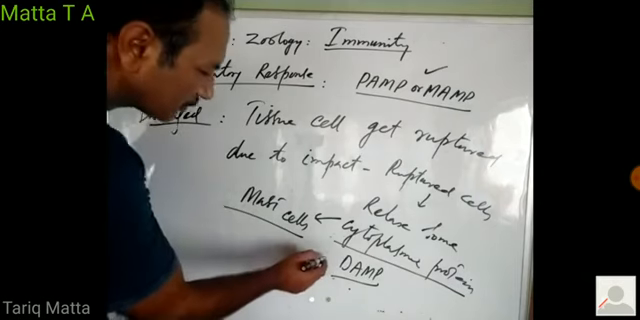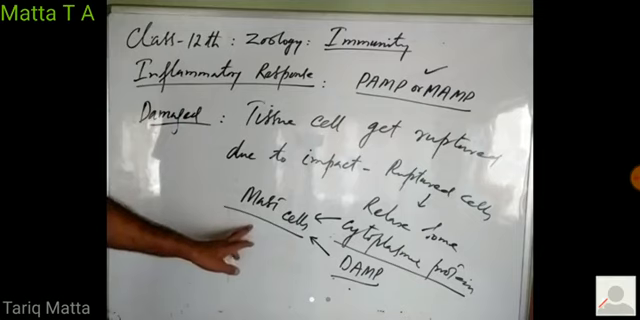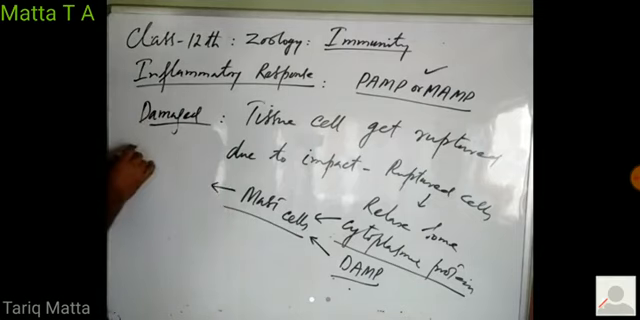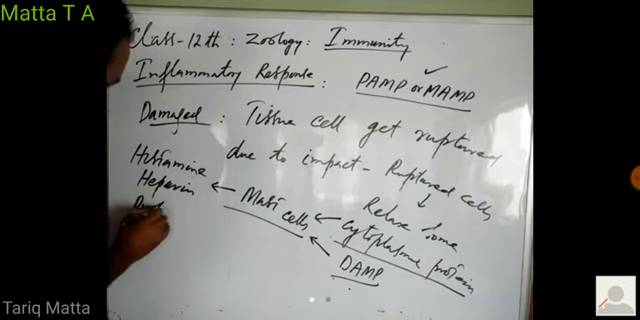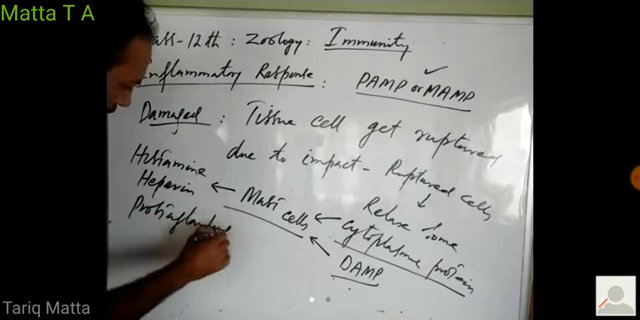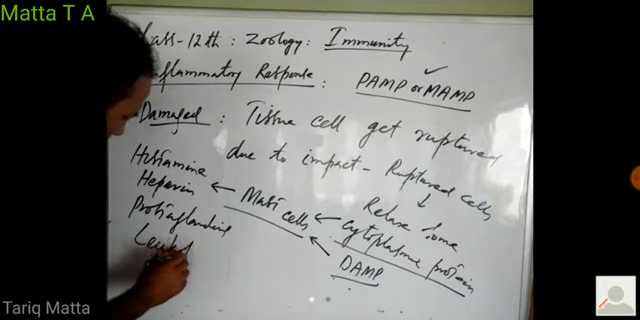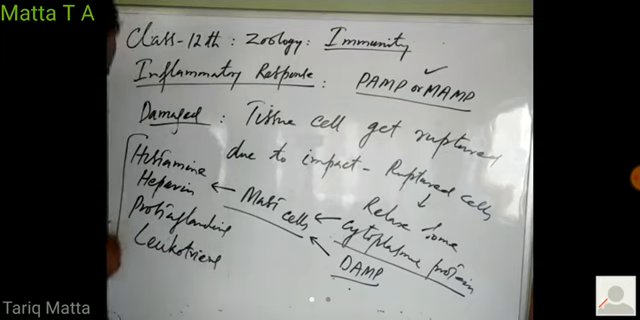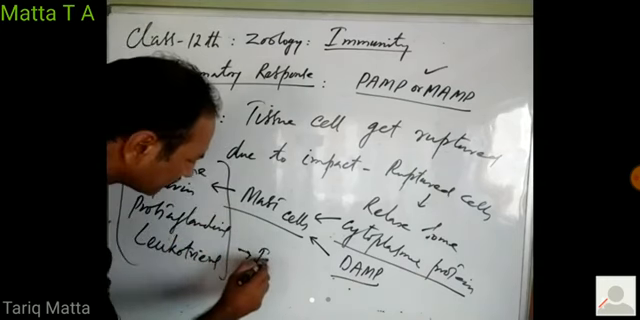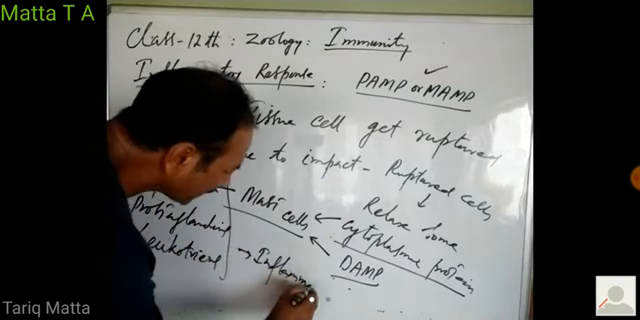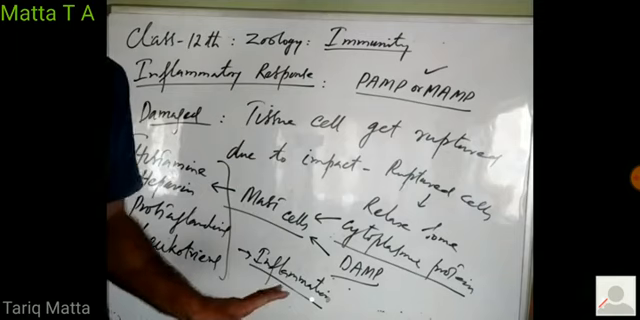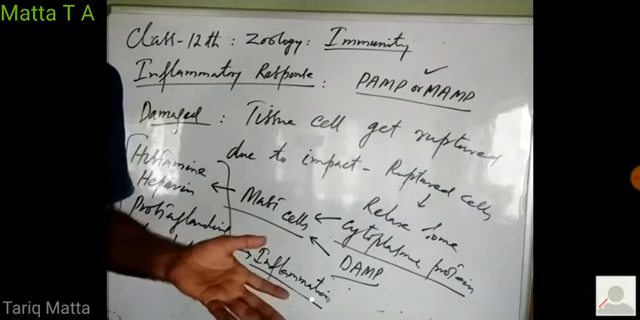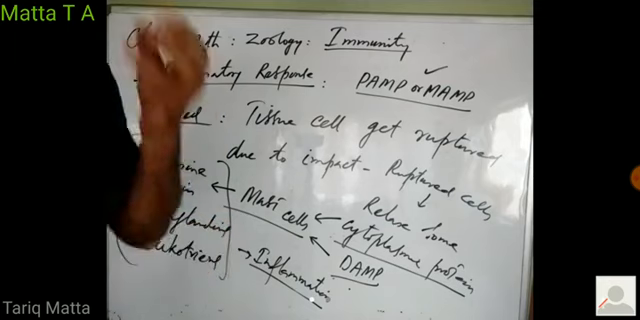So these damage-associated molecular patterns, these proteins, bind to mast cells, and mast cells get stimulated. They release histamine, heparin, prostaglandins, and leukotrienes, and they cause inflammation. So this explains how inflammation is produced when we are hit by something, although our skin is not cut.